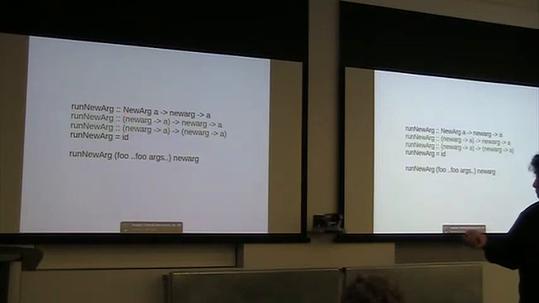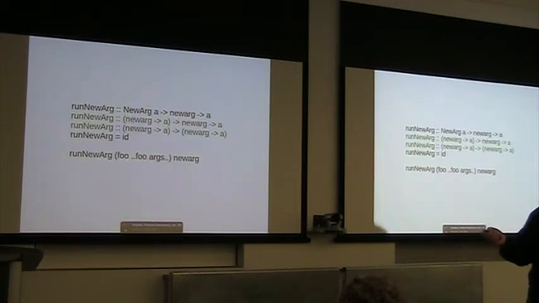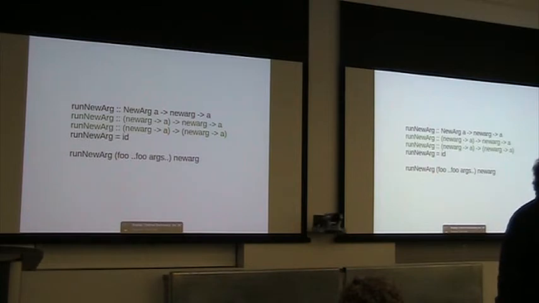So run new arg, expanding the types out again. Note, now I'm going the other way around. I play this game in both directions. We start with a type here of new arg A arrow new arg arrow A. So this is a function with three arguments. A function with two arguments here, a new arg A and a new arg. I'm going to treat it like a function of one argument, a new arg A, that returns a function. And so now the fact that these two types are the same means the implementation is, again, the identity function. But we don't want this information leaking out to the outside world. So we're going to actually supply a run new arg function that just is implemented as the identity function. Does that make sense?